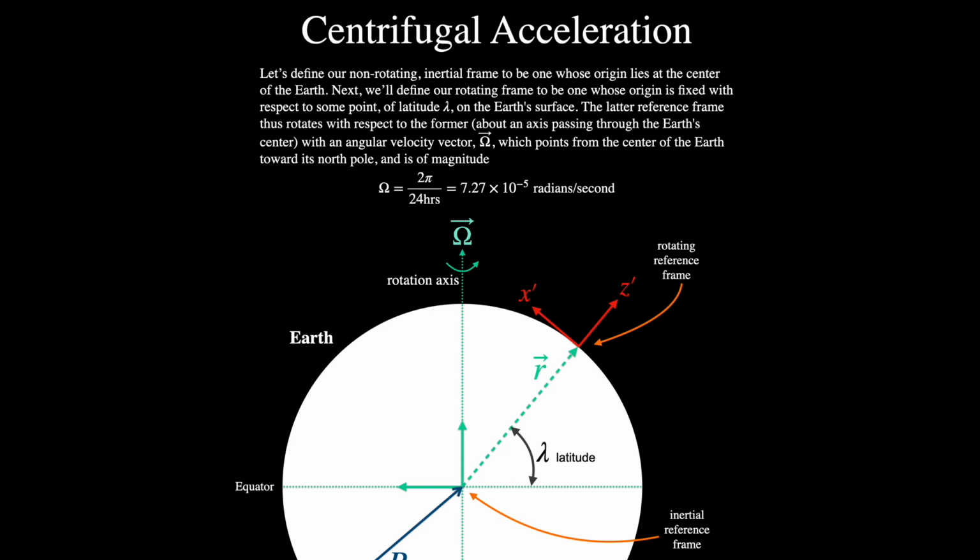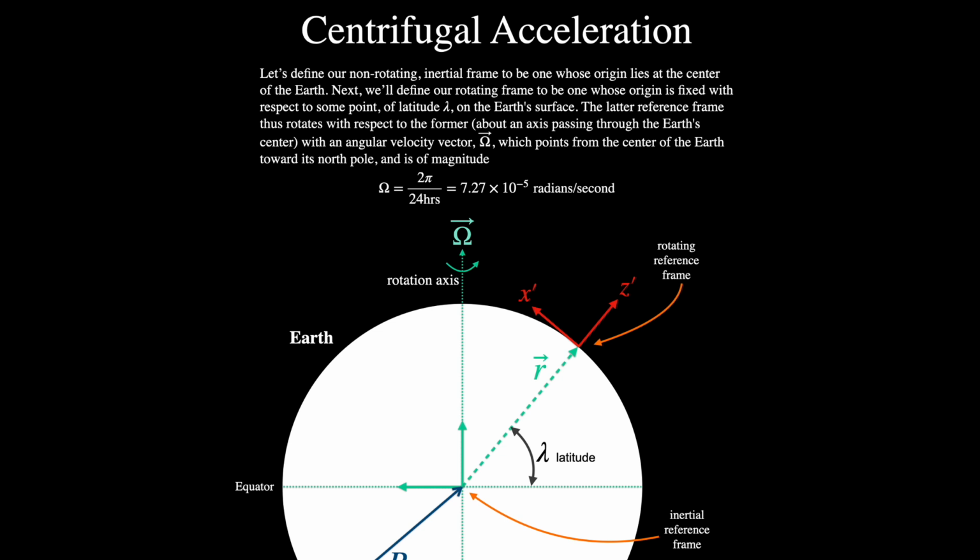Now, how fast is this rotation? Well, the omega vector shows the direction and magnitude of the rotation axis. The rotation axis is through the North Pole, and we consider up to be the North Pole. It goes through 2 pi radians in 24 hours, so that is 7.27 times 10 to the minus 5 radians per second, and that is the angular speed with which the Earth is rotating.